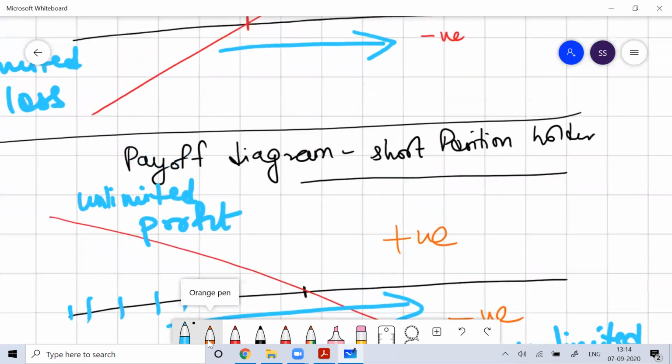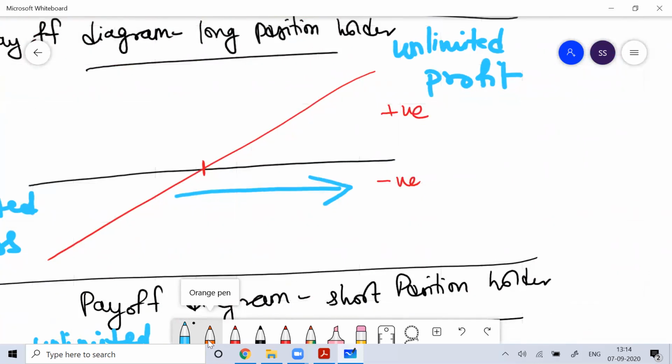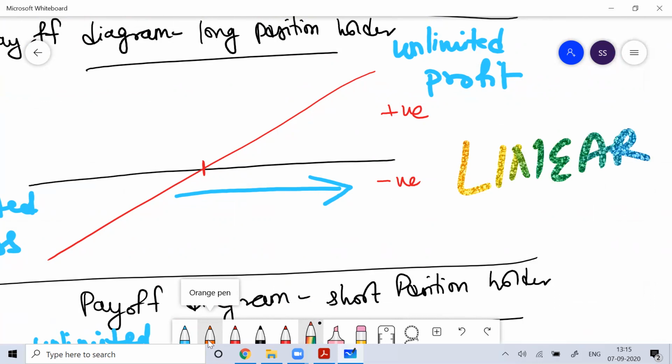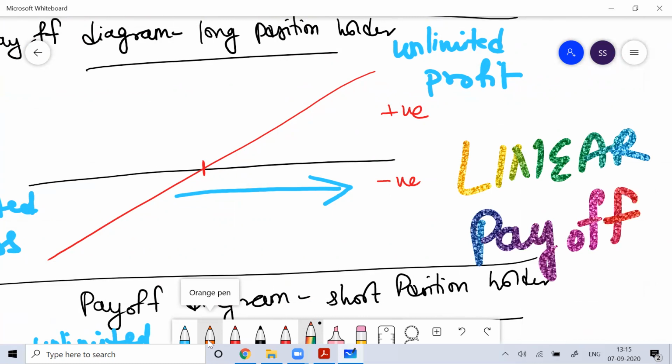Remember that they always have a linear payoff diagram. Whenever we talk about the payoff diagram, it is linear, and in a linear payoff diagram the possibility of profit or the possibility of loss is unlimited. I hope this part is clear to everyone.